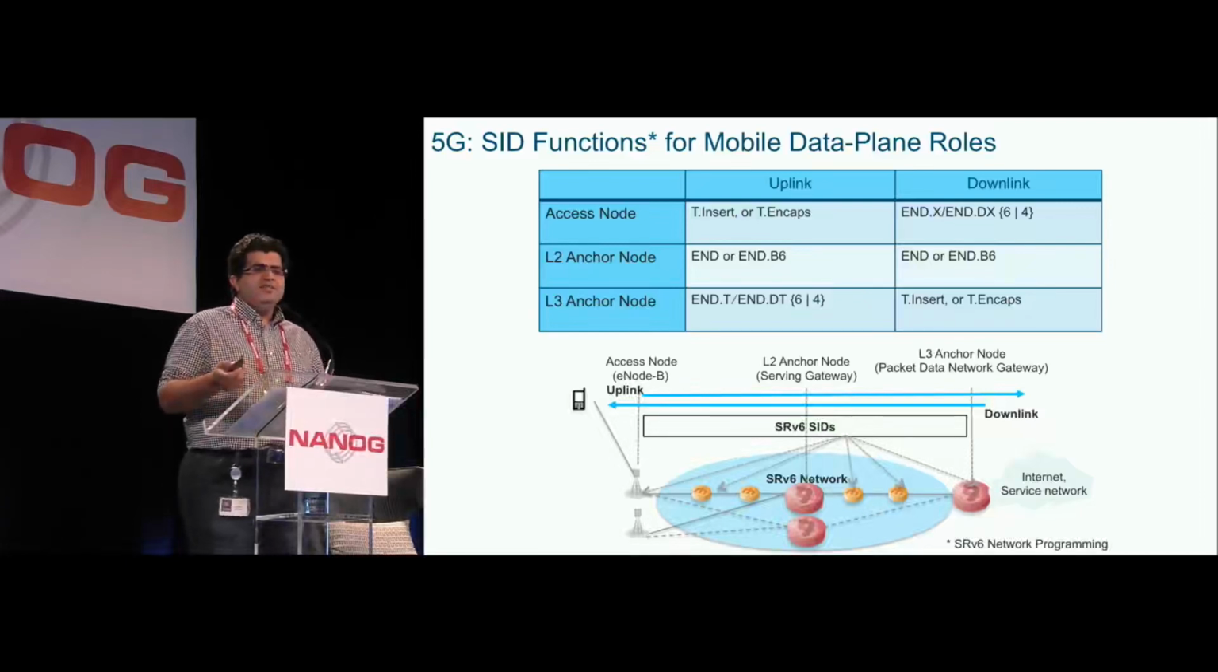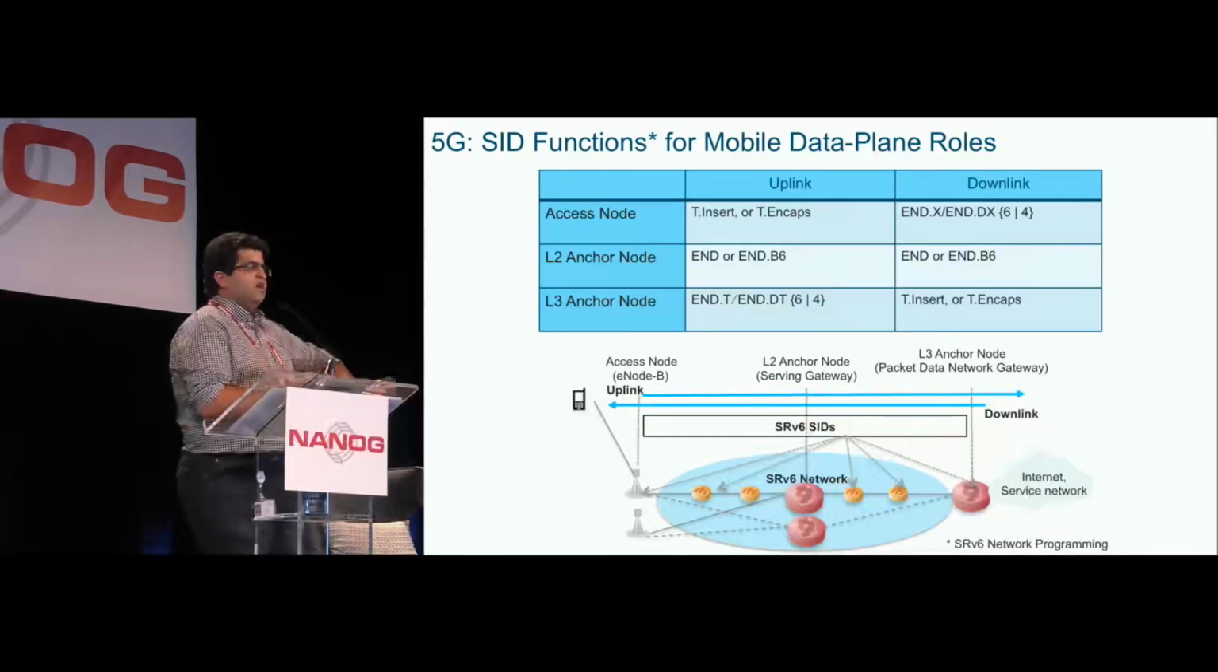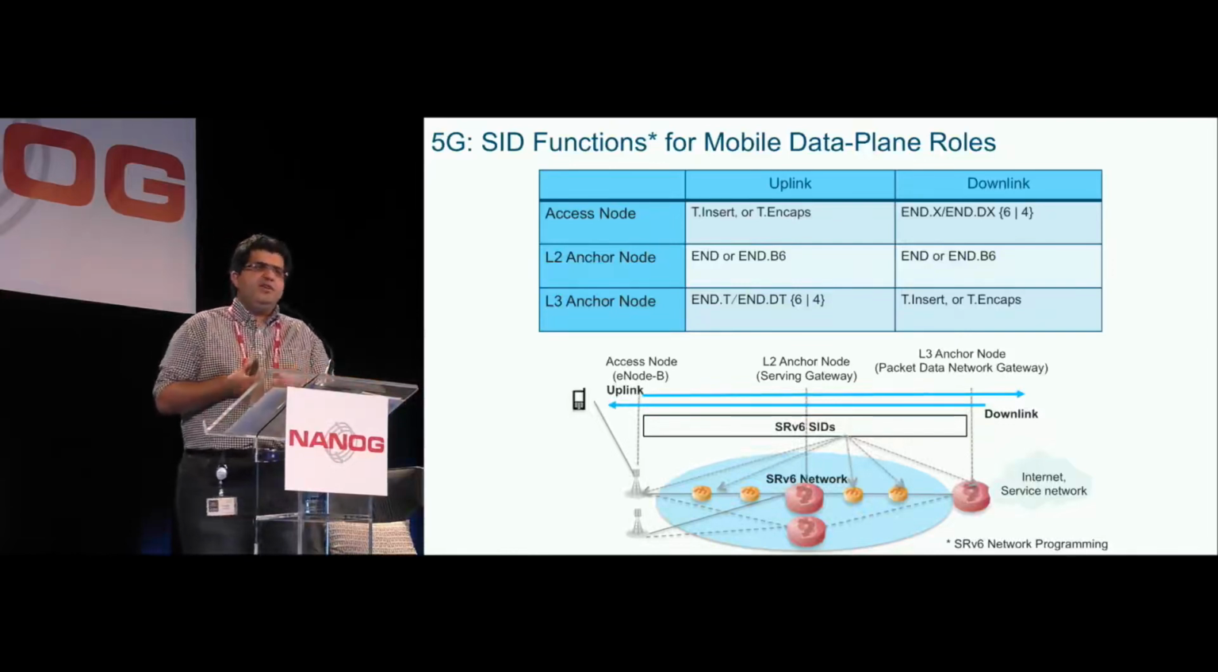Or End.B6, we call it a binding SID, which means that if the L2 anchor node is using classical routing on this side and IPv6 on the other side, we can actually create a policy which is End.B6, and you can steer based on SLA requirements into the uplink or downlink from the L2 anchor node.